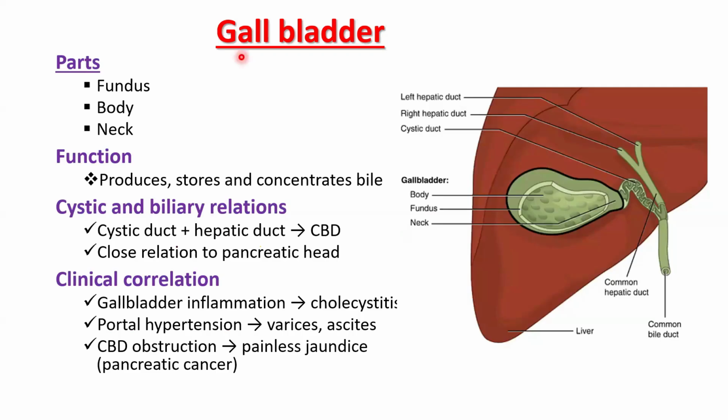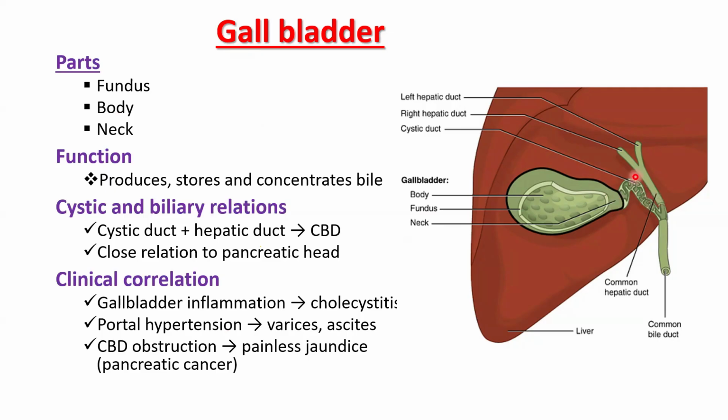And for this gallbladder, it has parts. It has a fundus, body, and neck. As you can see, the fundus is around here. So this part is the fundus. Then the remaining aspect is the body, and then it has a neck. This neck joins together with this, and the neck becomes a cystic duct.